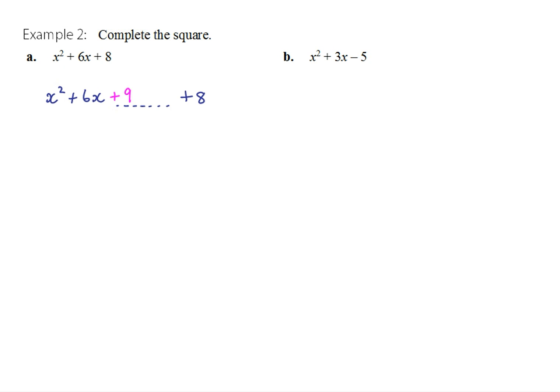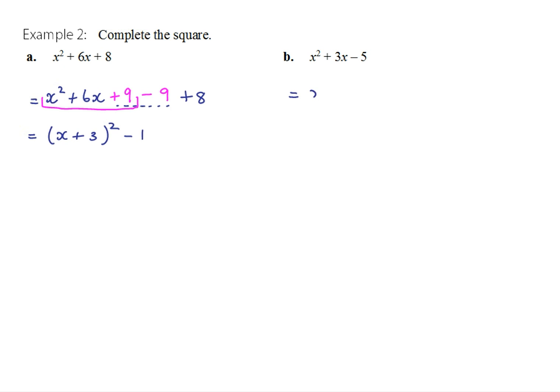Now I can't just add 9 into an expression just because I feel like it, so I'm going to need to take away 9 as well. So we actually haven't changed anything, but we've rewritten it in a way where now here we have a perfect square. So we can factorise that. That is x plus 3 all squared. And then outside of that perfect square we have minus 9 and plus 8, so minus 1. So we've completed the square. Let's have a look at another example.